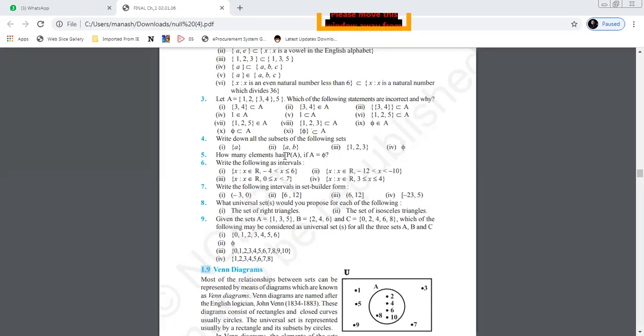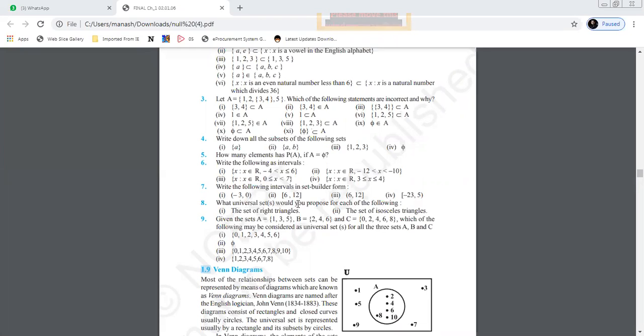Now you tell me what is the answer of 5. How many elements has P(A) if A equals the empty set? P(A) means the power set of A. It is 1. Correct. Because you know that if A contains n number of elements, then total number of subsets is 2 to the power n. Here A equals the empty set, which contains no elements, that means 0 elements. So total number of subsets will be 2 to the power 0, and 2 to the power 0 means 1.